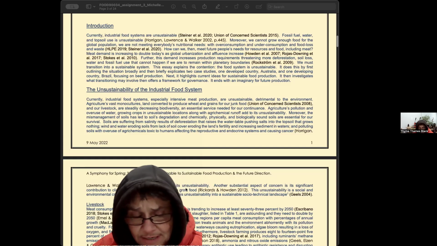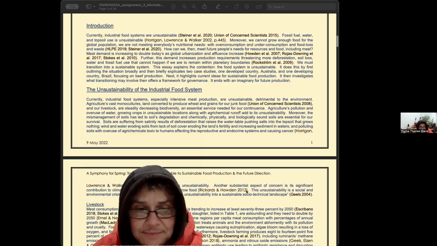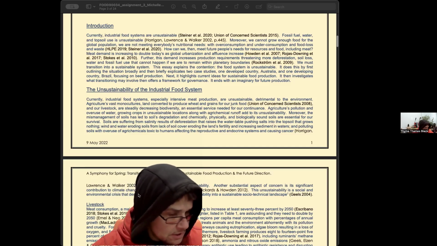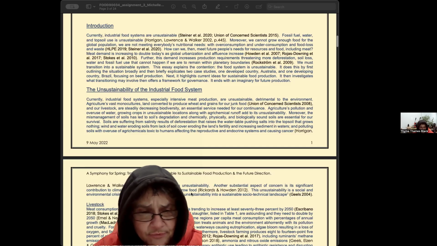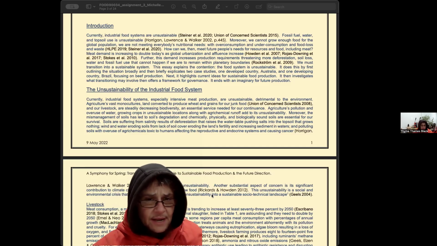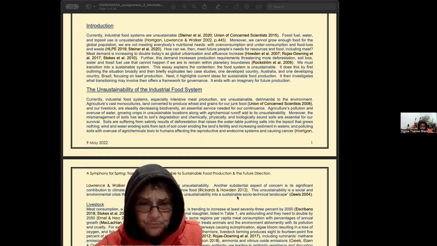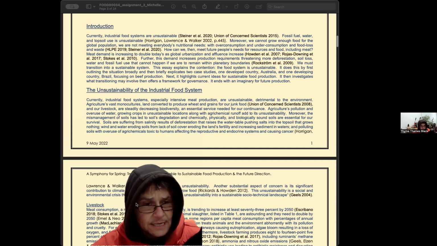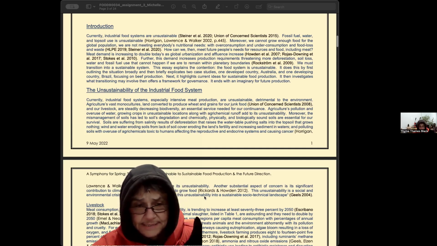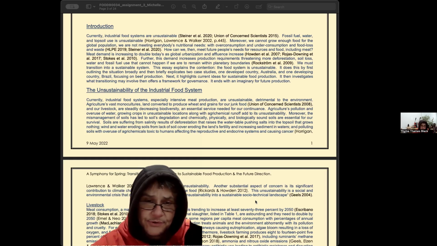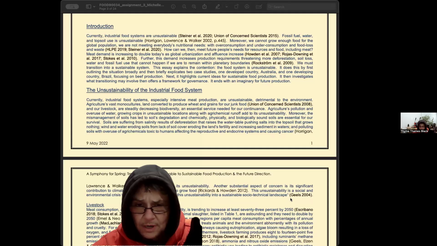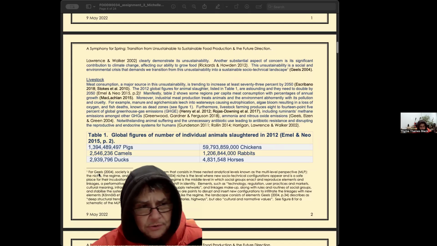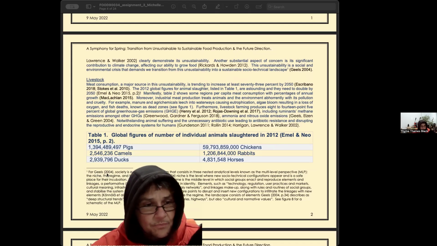clearly demonstrate its unsustainability. Another substantial aspect of concern is its significant contribution to climate change, affecting our ability to grow food. Rickards and Howden, 2012. This unsustainability is a social and environmental crisis that demands we transition from this unsustainability into a sustainable socio-technical landscape. Footnote 1, Geels, 2004.